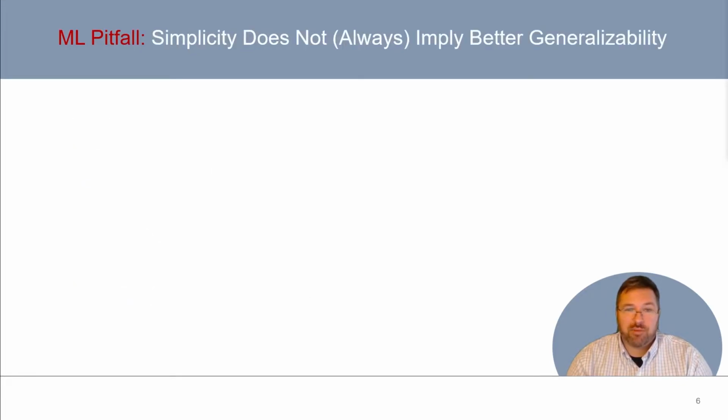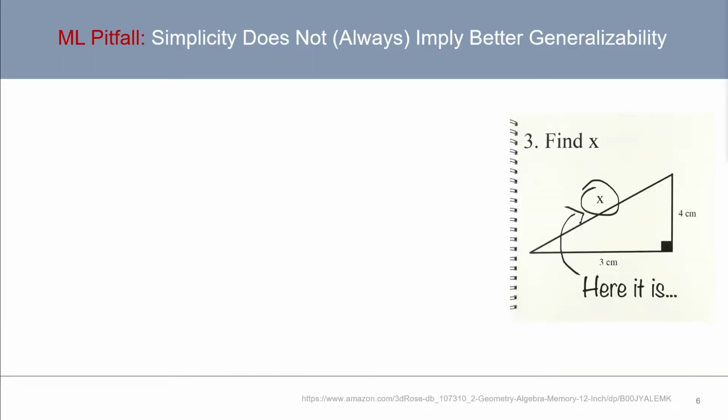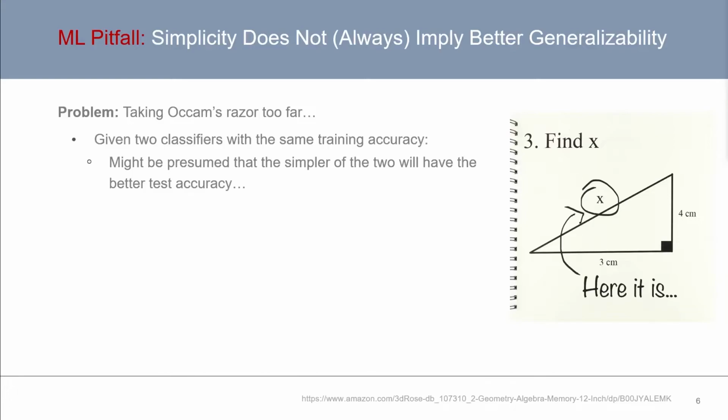Our next machine learning pitfall points out that model simplicity does not always imply better generalizability. Throughout this series, we've often emphasized the importance of model interpretability, which is generally associated with a model being simpler. But of course, there is such a thing as too simple. Basically, the problem here is taking Occam's razor too far, where we focus too much on simplicity at the expense of efficacy. One way this can lead to an error is if we have two models yielding the same training accuracy.